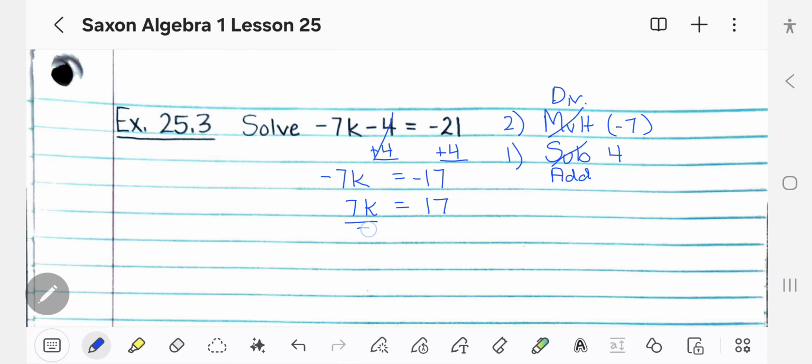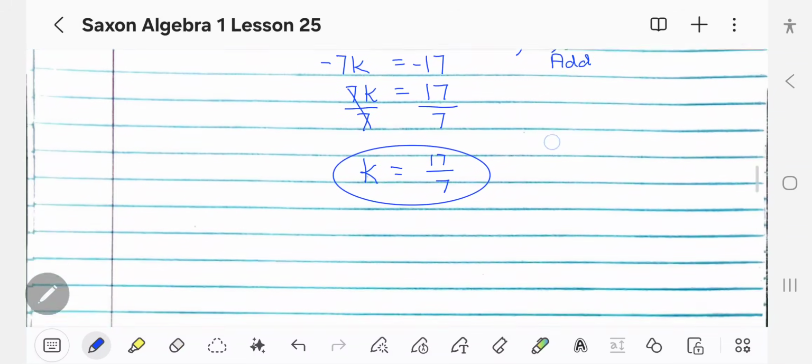Then you can divide both sides by 7. Notice here in my steps, I said divide by -7, but I took the little shortcut with the book and multiplied both sides by -1 and then divided by 7. So it's the same thing. When I divide both sides by 7, I get 17/7. And you don't have to do that little thing that the book does, but you can.